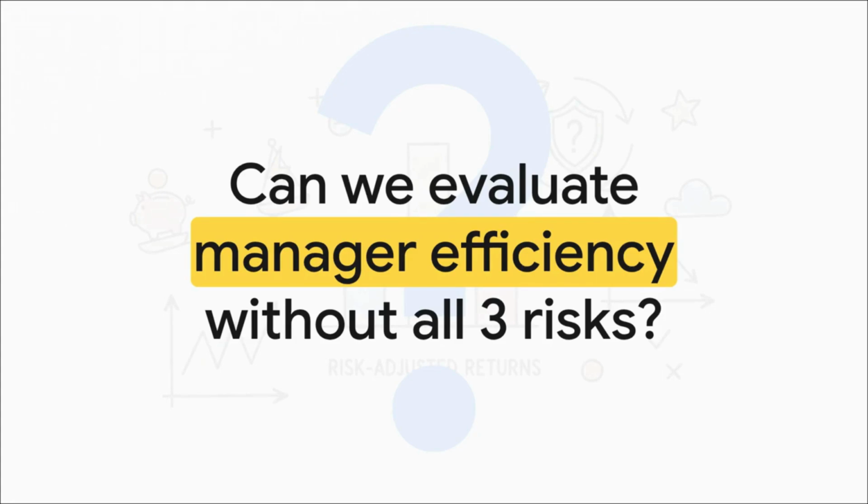Standard deviation, beta, and tracking error, they all measure vastly different dimensions of risk, which leaves us with a pretty important question to consider. If absolute returns never tell the complete story, can you ever truly evaluate a manager's skill without viewing their performance through all three of these distinct lenses? Think about it. Combining them is how you make deeply informed decisions.